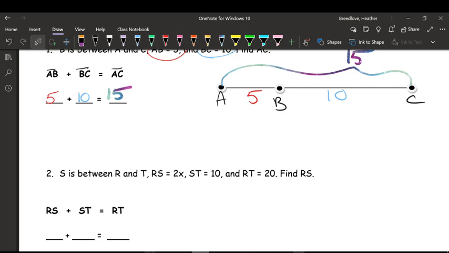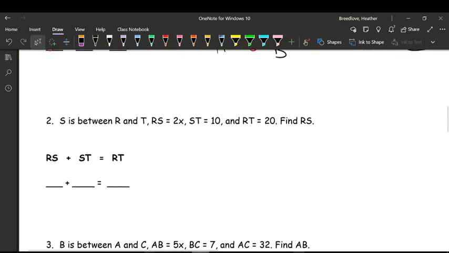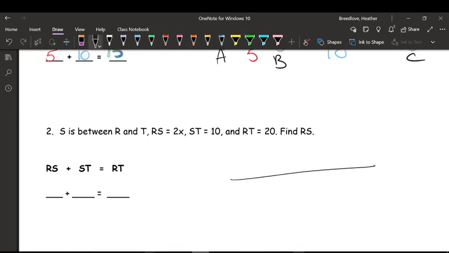Number 2, S is between R and T. There's not a place for a number line, but I can draw one. There. It's magnificent art. S is in the middle of R and T, so that means that R and T are on the outsides. My detective skills. S is in between. It doesn't matter where I put the dot, but I don't really want it exactly in the middle because that's misleading. So I'm just going to put it there.